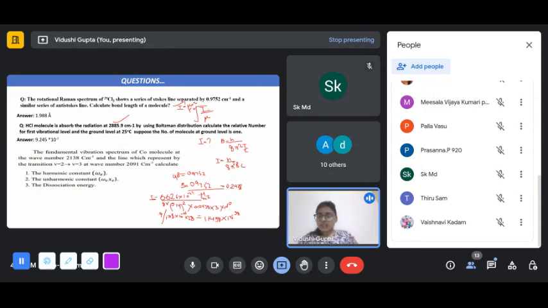Okay. So the next question is, the fundamental vibration spectrum of the CO molecule is at a wave number 2138 centimeter inverse, and the line which represents the transition from second to third is at a wave number of 2091. So you have to calculate the harmonic constant, anharmonic constant, and dissociation energy. So firstly we will calculate the harmonic constant.